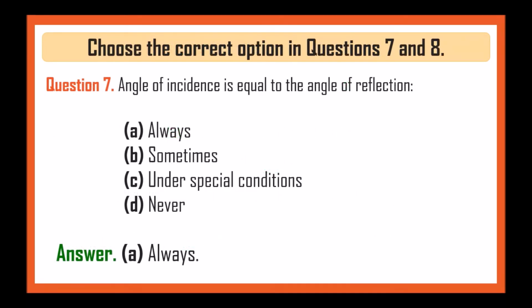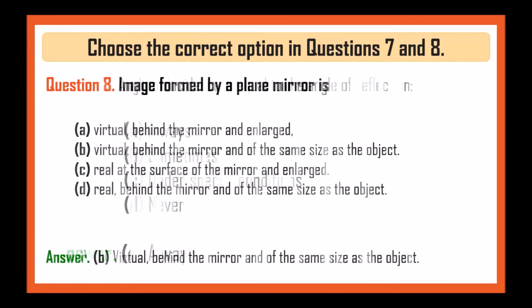Next, choose the correct answer. Angle of incidence is equal to the angle of reflection. Always. Image formed by a plane mirror is virtual behind the mirror and of the same size as the object.